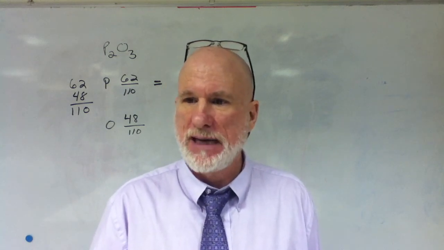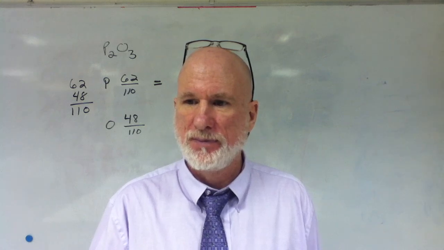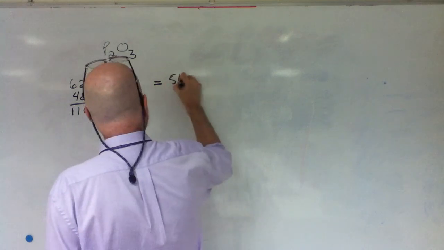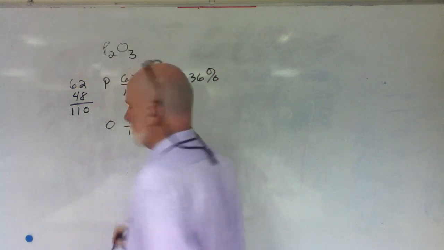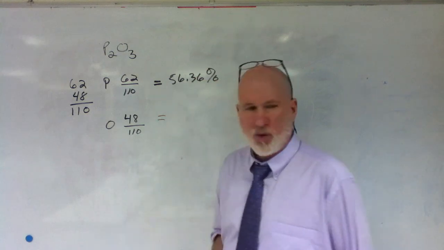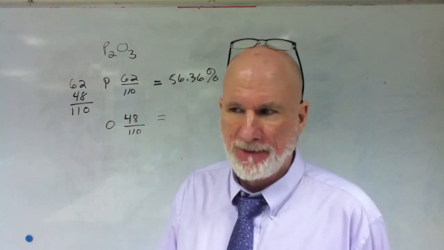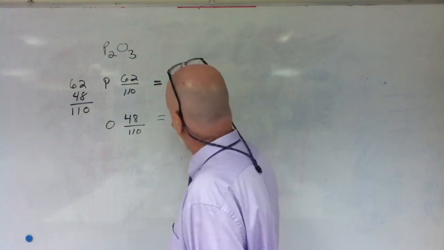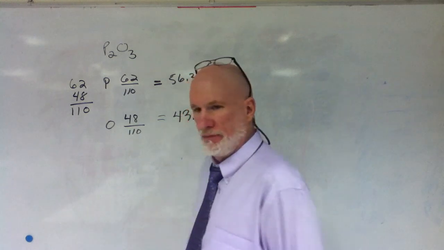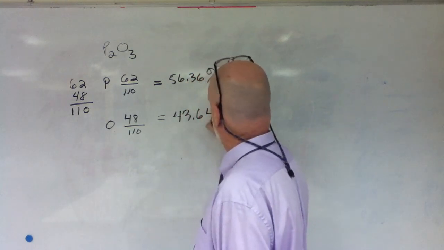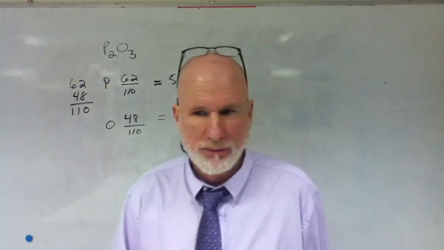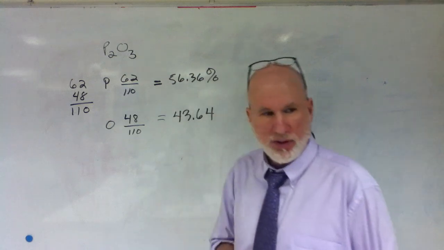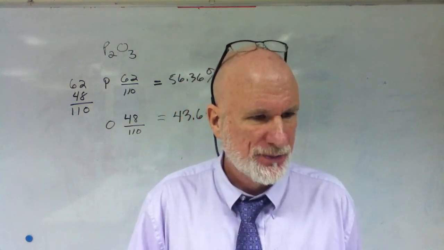Yes, Fabiana. So it's 56.36%. Okay? So what's 48 divided by 110? 43.63. Round it up. 43.636. Yeah, it's rounded to 4. You're rounding it to the hundredths place.